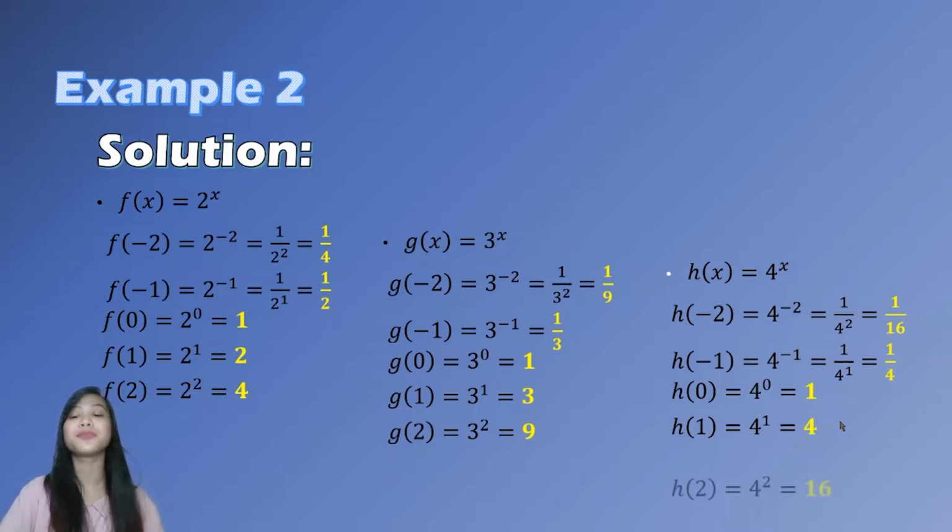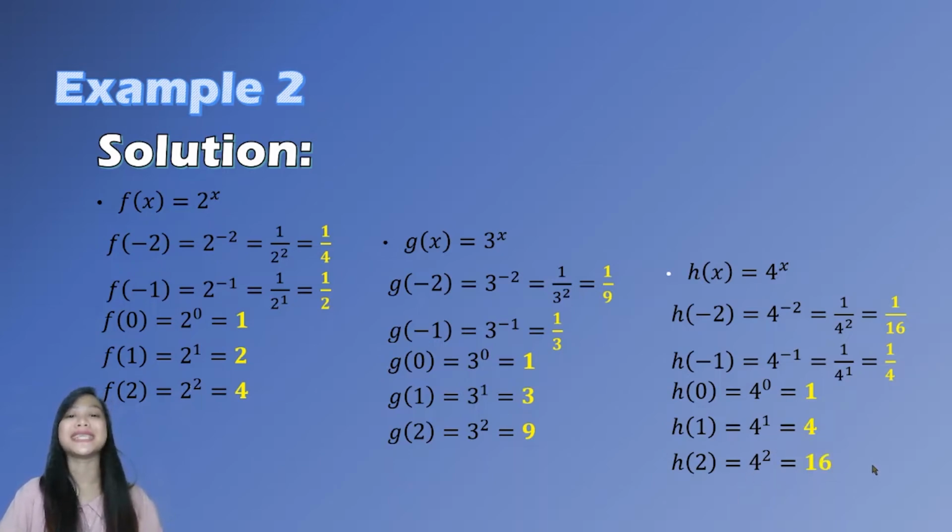And last, we have h of 2. That is equal to 4 squared, because our exponent is 2 here. So 4 times 4, that is equal to 16.